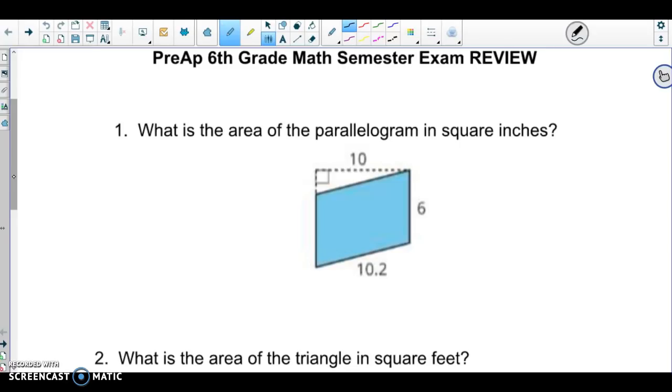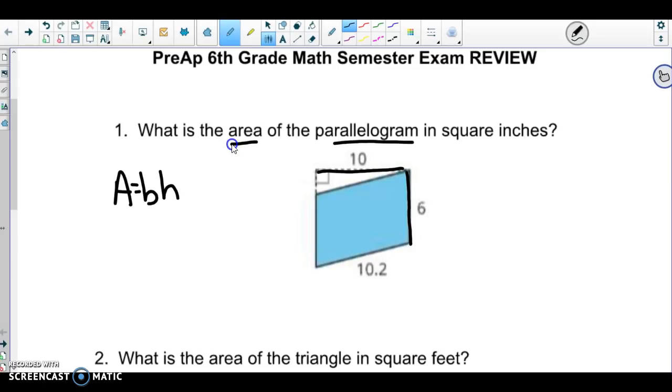So we're looking for the area of a parallelogram. If I look on my star chart to find the area of a parallelogram, it tells me area equals base times height. Remember, our base and our height have to be perpendicular to each other. That means they have to form that right angle. They can't be leaning or anything like that. So my base and height are going to be here and here because of making that right angle.